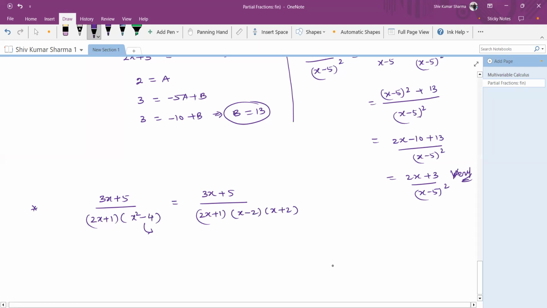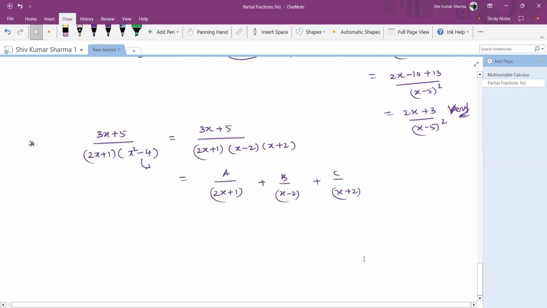So when we make the factors in linear form, we do the partial fraction in this form: a upon 2x plus 1 plus b upon x minus 2 plus c upon x plus 2. If it is not possible to make the factor of a quadratic term, we do another form. So you can solve easily for finding the value of a, b and c.